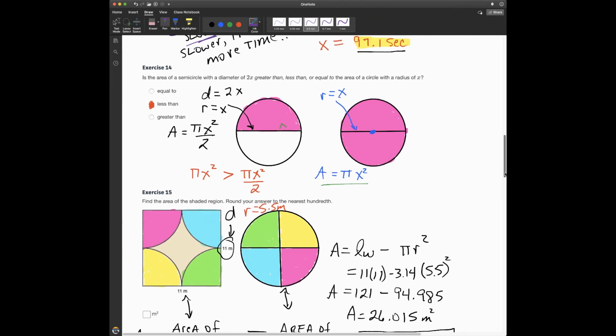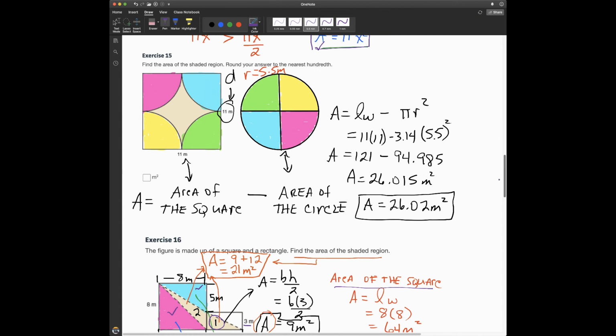Number 14, basically 2 circles. For one of them, I calculate the area of the circle with a radius of x, because the diameter is 2x. Then over here, I calculate the area of a circle with a radius of x, and I can just compare them. It's pretty easy to see that this area is greater than this one. Another way of saying that is this area is less than this one, so that's why it's less than.